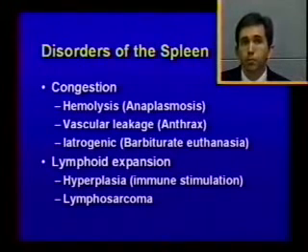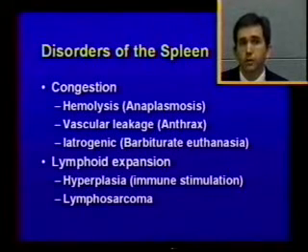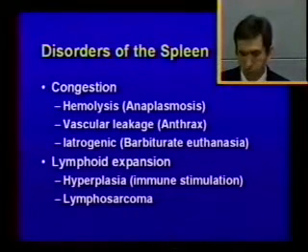When we euthanize an animal with barbiturates, it causes severe splenic enlargement, and that should always be distinguished from these other causes. And then if the other component of the spleen, the lymphoid component, is expanded, that could be due to immune stimulation, or it could be due to tumors or cancers such as lymphosarcoma.